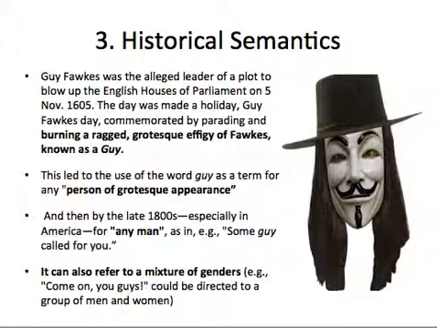The next element in historical linguistics is semantics, and if you look at the picture there, you'll see that this is a picture of a guy called Guy Fawkes, and the word guy originates from this particular real historical figure. He was a terrorist. He wanted to blow up the Houses of Parliament, and he organized a plot, and he smuggled barrels of gunpowder into the basement of the Houses of Parliament in England, in London, and fortunately he was caught, and the date of that was November the 5th, 1605.